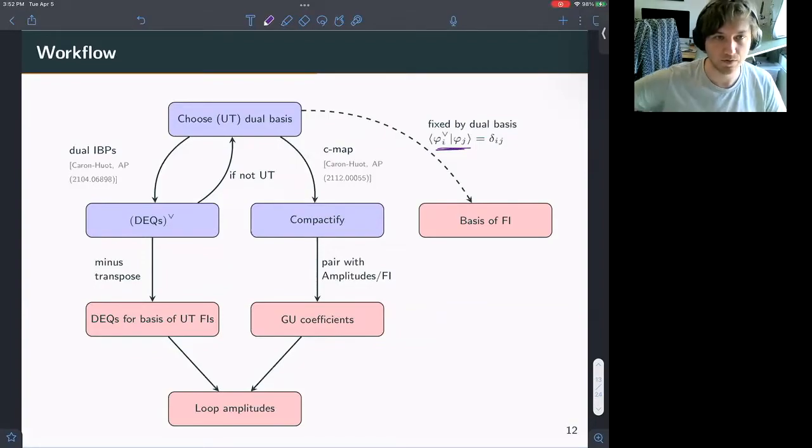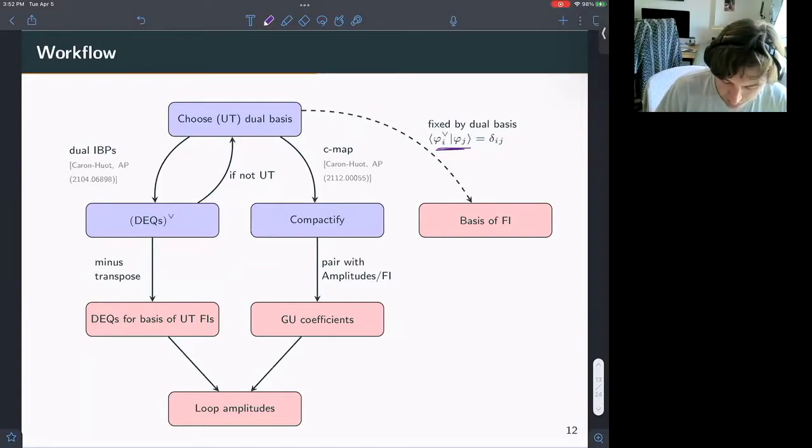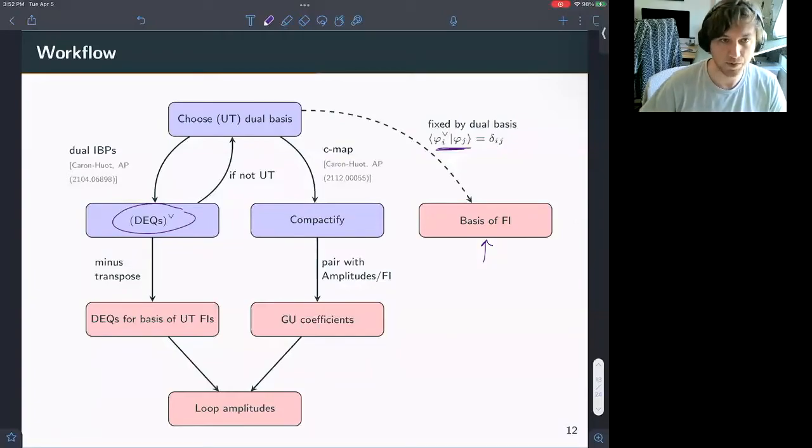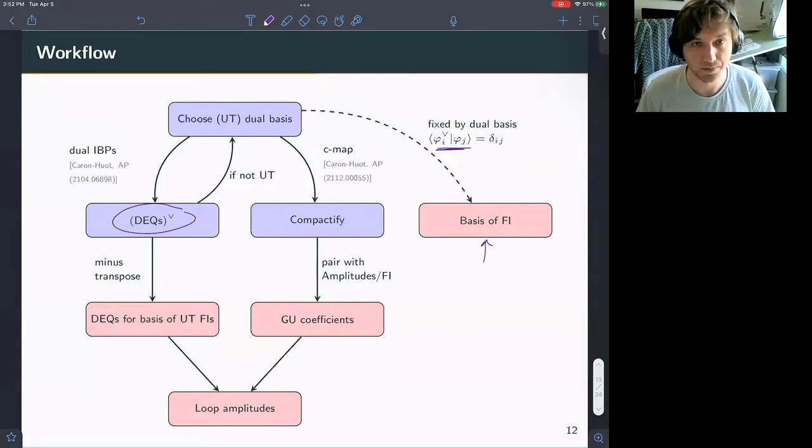So we never actually have to reference it again, especially since the differential equation satisfied by this basis of Feynman integrals is exactly the same as the differential equation here for the dual forms, except minus transpose. So once we know the differential equation for the dual forms, we know the differential equation for the Feynman integrals, and we can just go ahead and integrate, and then we just get our integrals. And we can use that to compute loop amplitudes. The second thing we need is the C map.